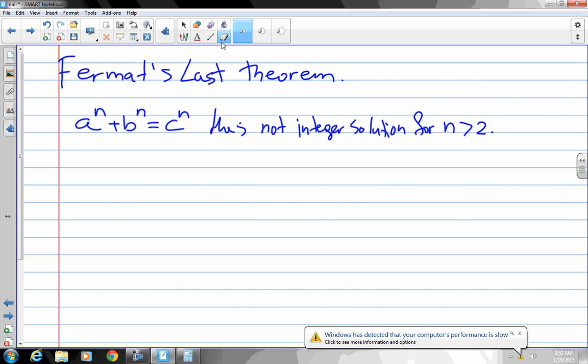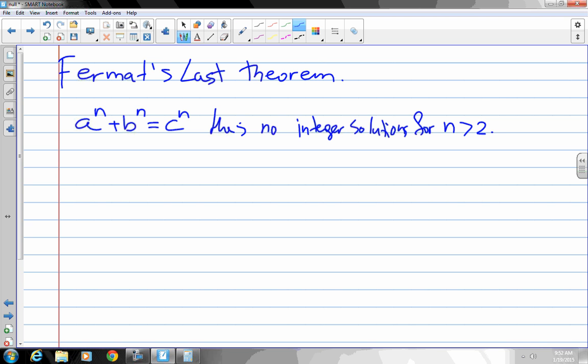Yeah, because I didn't write it right. It has no integer solutions for n greater than 2. So if the power n is greater than 2, then you won't be able to find any 3 integers that satisfy that. If n equals 2, then it's things like 3 squared plus 4 squared equals 5 squared. That works. These are what we call Pythagorean triplets. But if you go n greater than 2, you won't be able to find 3 integers that will work.